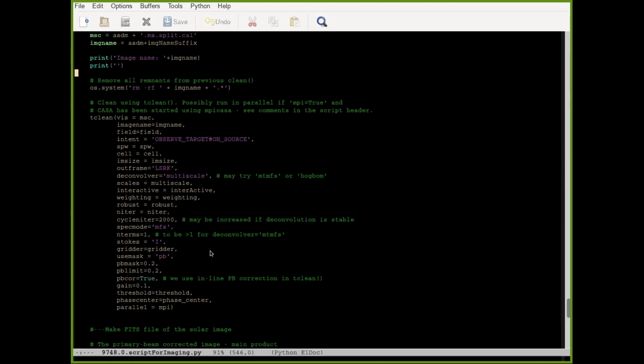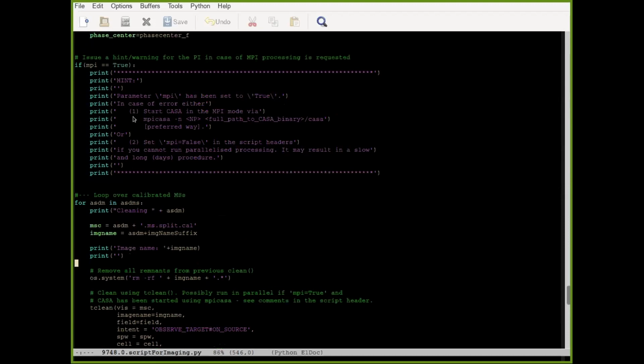Because the processing is pretty lengthy, we cannot use masking. This is another point. If you have emission just somewhere very close to your center, then you can set up a mask and everything works in a much smoother way. But the processing is very lengthy, so we are using MPI usually.